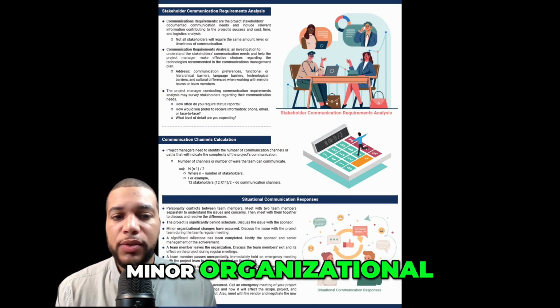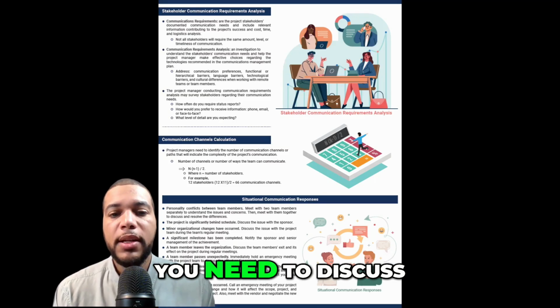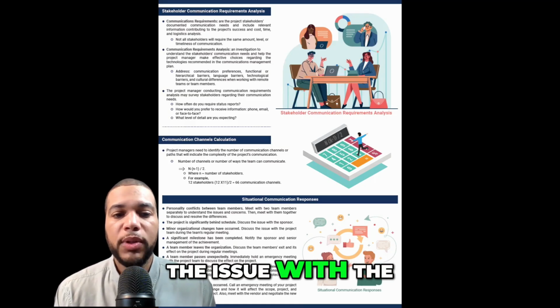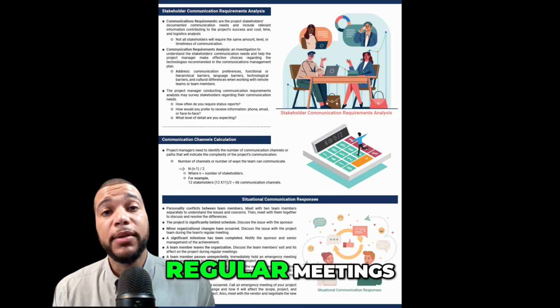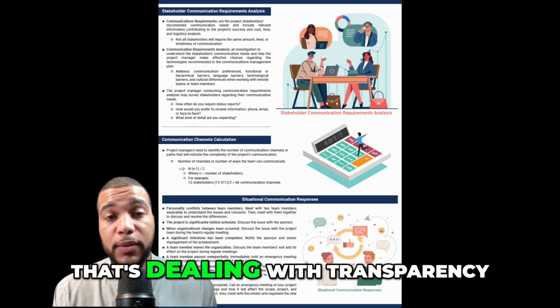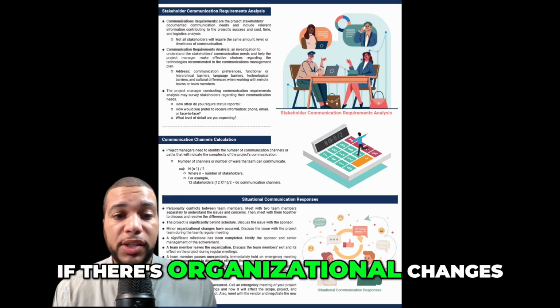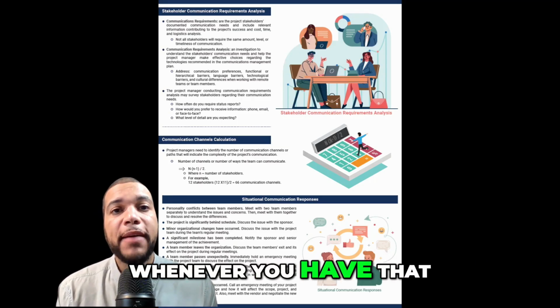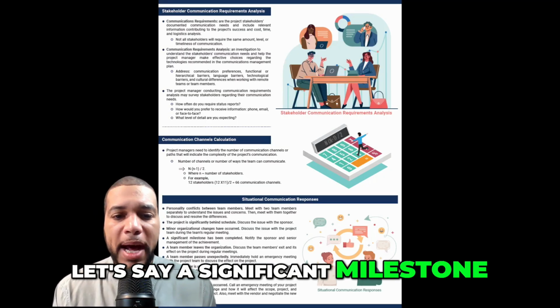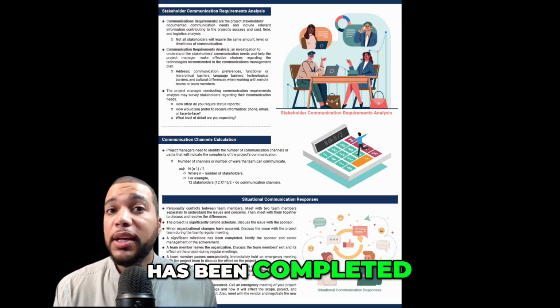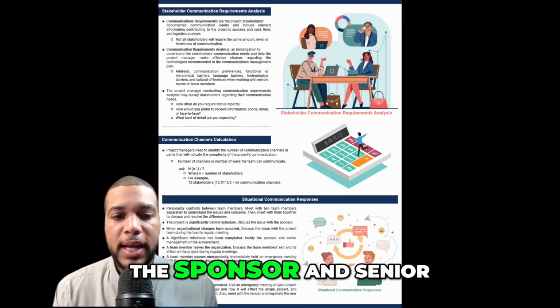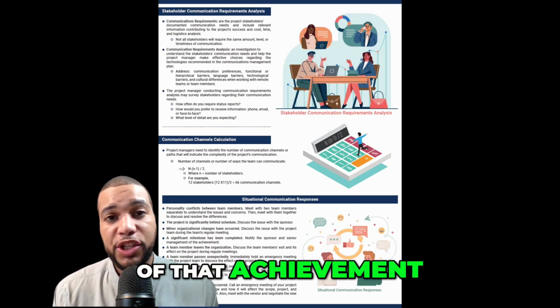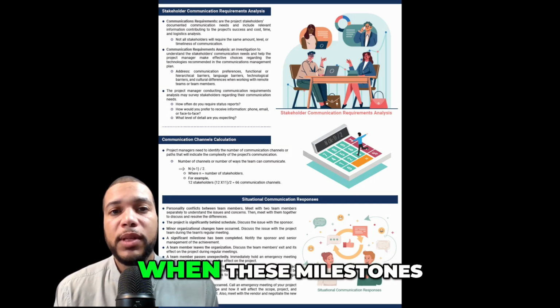Minor organizational changes have occurred. You need to discuss the issue with the project team during regular meetings. So that's dealing with transparency. You need to bring that up to the project team whenever you have that regular meeting. Let's say a significant milestone has been completed. You need to notify the sponsor and senior management of that achievement. They want to know when these milestones have been completed.